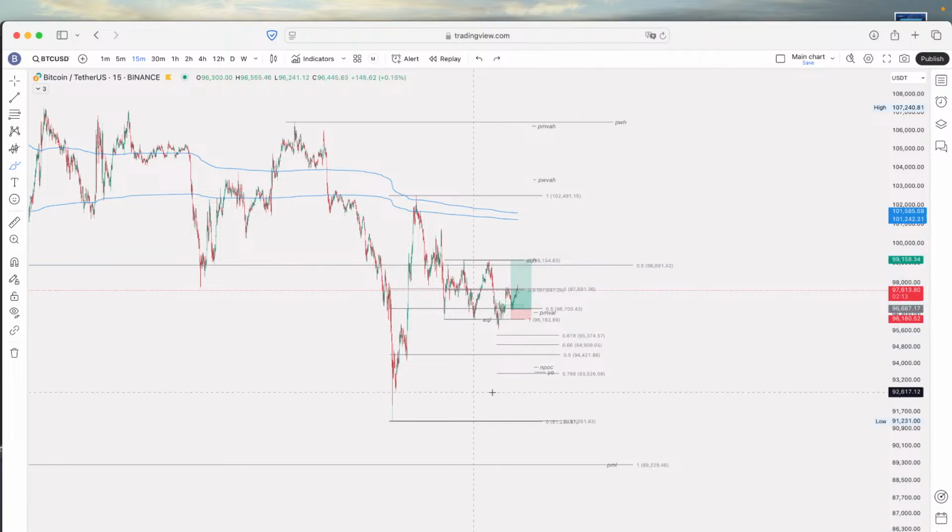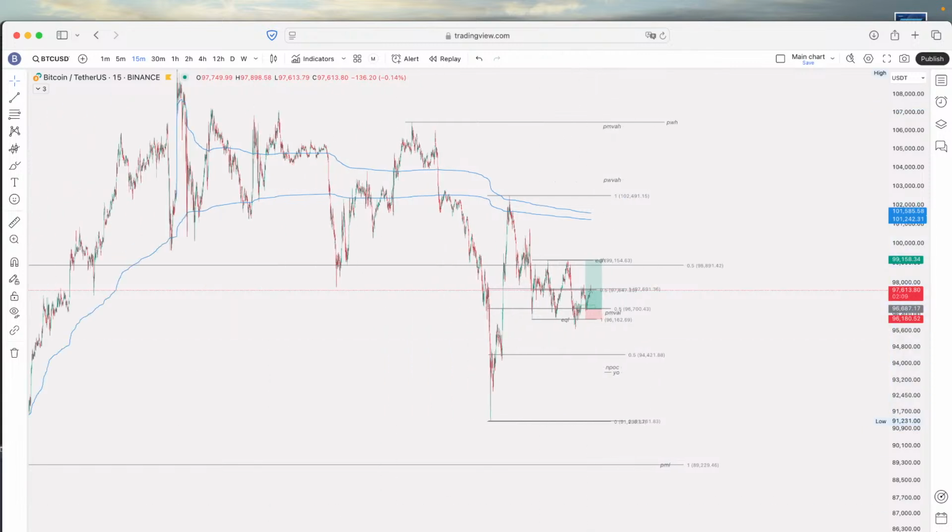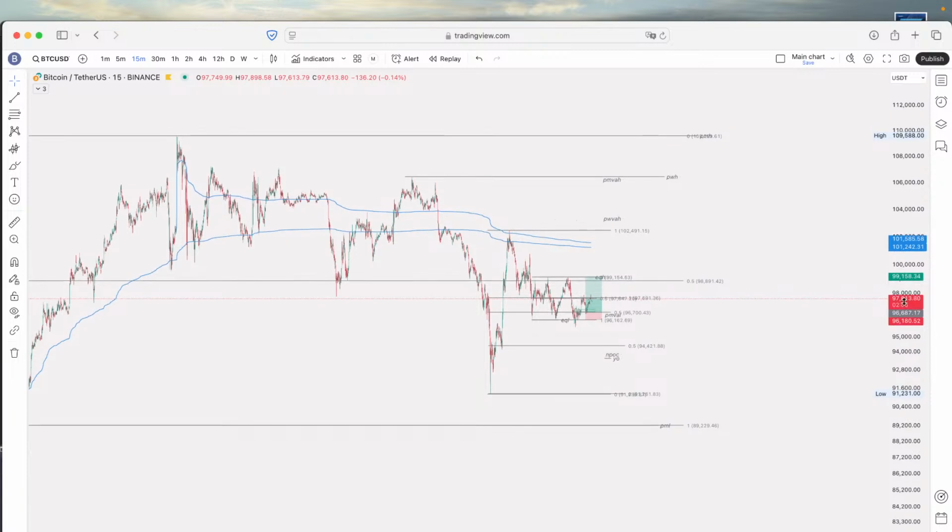These are our two scenarios that are waiting for Bitcoin in this sloppy sideways price action.